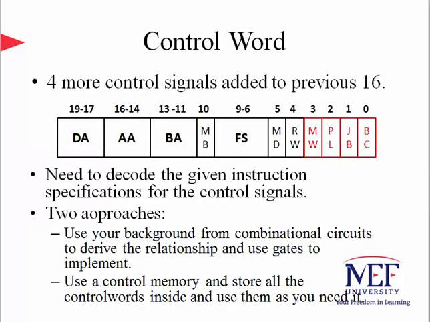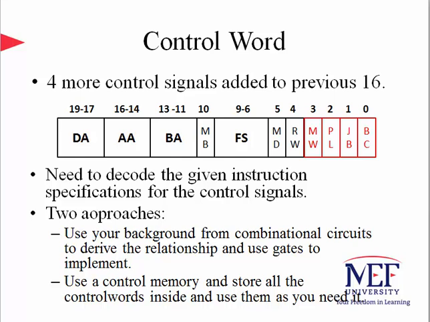So in our existing control word, we need to add four more bits to complete the control word, and these are data memory write, which was absent in the previous version, and PL, JB, and BC. These are the control bits for branching and jump operations. So 16-bit long instructions need to be decoded into a 20-bit long control word. One approach could be to use decoding logic purely based on combinational circuits and produce the necessary set of control bits using logic gates.